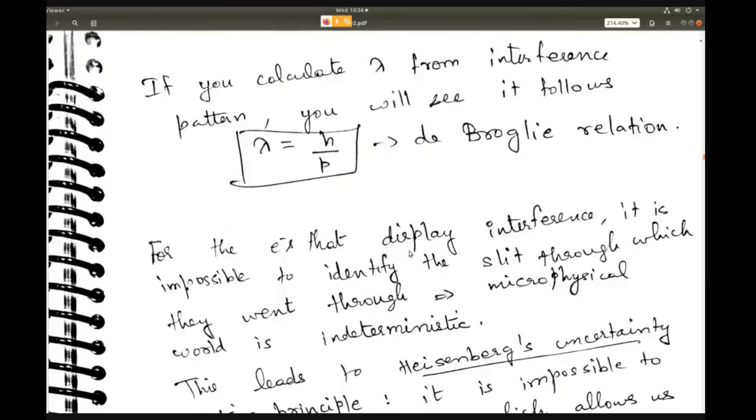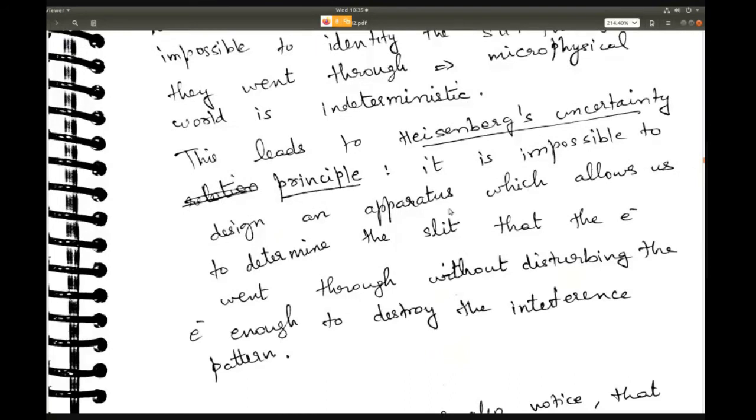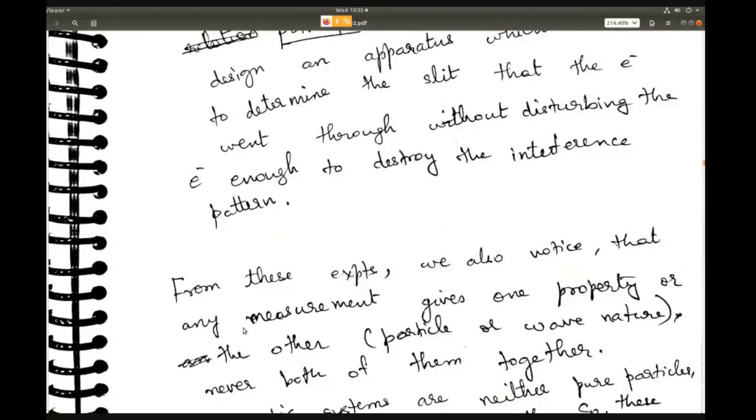Or in another way, for the electrons that display interference, it is impossible to identify the slit through which they went. Whenever the electrons are displaying interference, at that point we don't know which slit the electron went through, which means the microphysical world is indeterministic. This is the crux of Heisenberg's uncertainty principle, which says that it is impossible to design an apparatus which allows us to determine the slit that the electron went through without disturbing the electron enough to destroy the interference pattern. All right. So these are the differences between classical particle and classical wave.